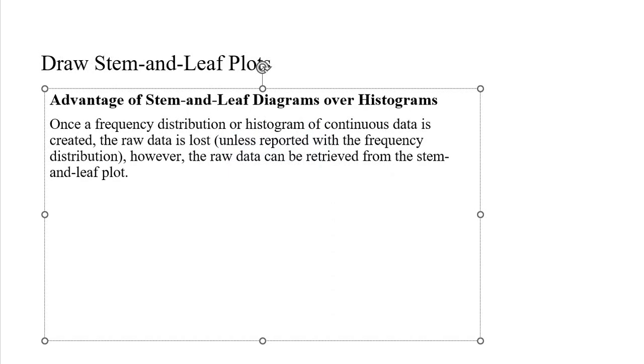One of the advantages of stem and leaf over the histograms is that once a frequency distribution or a histogram of continuous data is created, the raw data is usually lost. We can't go back and recreate the raw data from a histogram or a frequency table. However, raw data can be retrieved from a stem and leaf, just like I showed you previously.